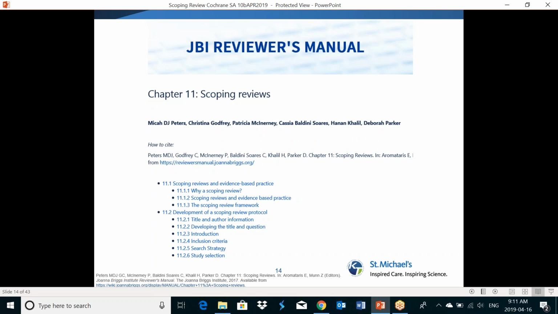Currently, I don't believe Cochrane has a chapter in the handbook on the conduct of a scoping review. So in the meantime, you can definitely use the Joanna Briggs Institute Reviewer's Manual. And the scoping review is a very common type of knowledge synthesis that is conducted by the Joanna Briggs Institute.